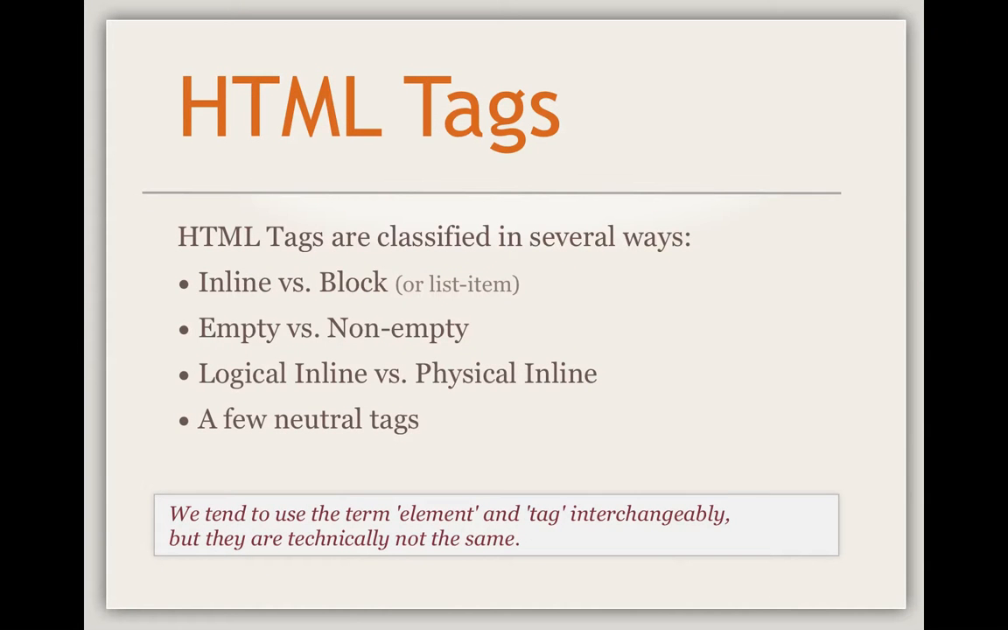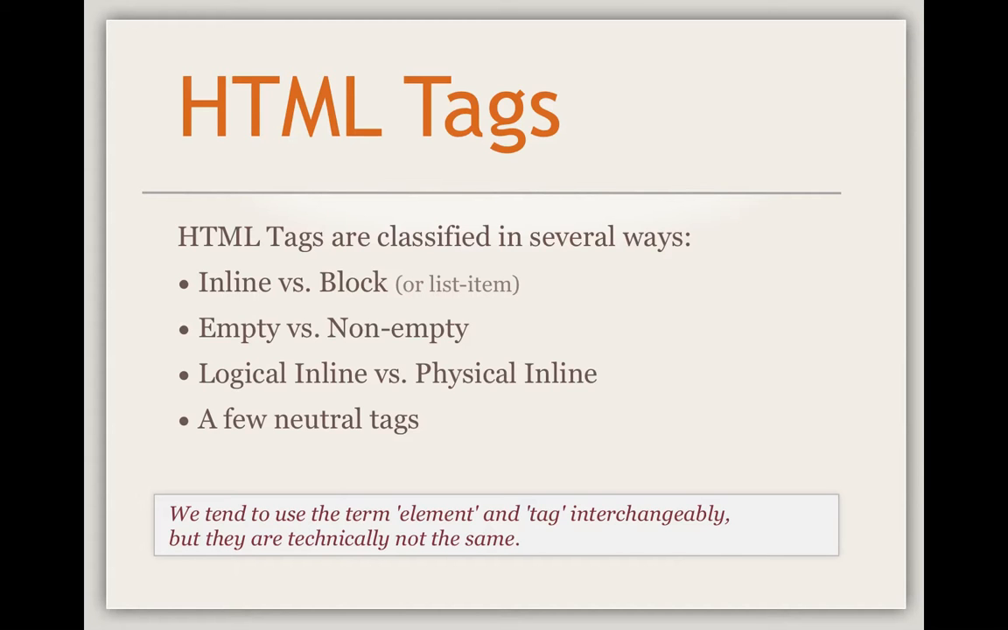Now, HTML tags, like I said, can be classified in several ways. There is inline versus block. There's empty versus non-empty. An empty tag does not have content. A non-empty tag has content. In other words, something like an image tag that has no content would be empty. Something like a paragraph tag would be non-empty because it almost always has content in it.